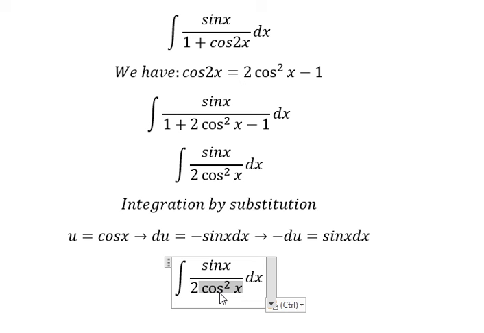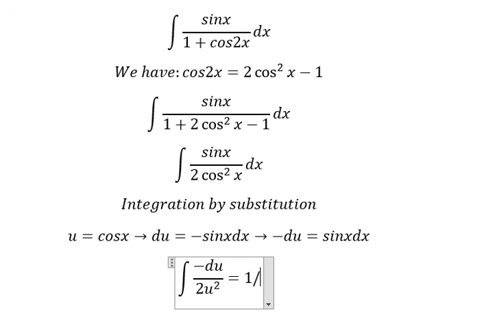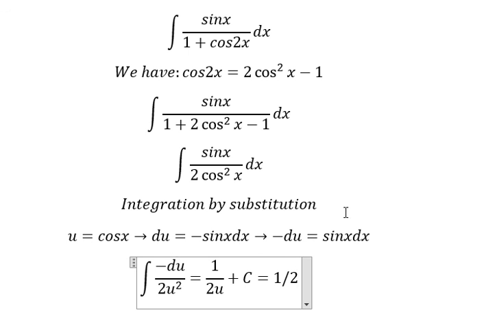So this one we change by u, and you get u squared, and sine x dx we change by negative du. The integration of negative du over u squared, you get 1 over 2u, and we put plus c. About u, that's cosine x.